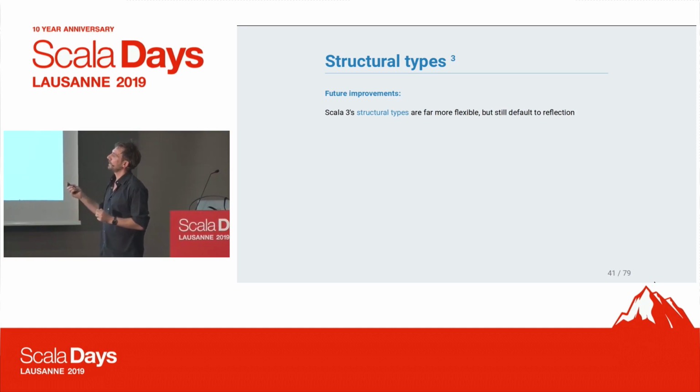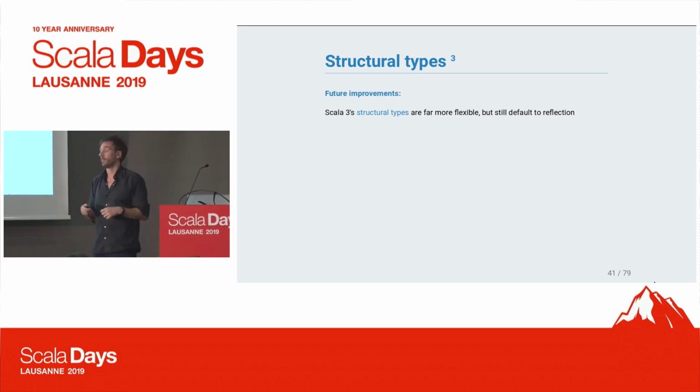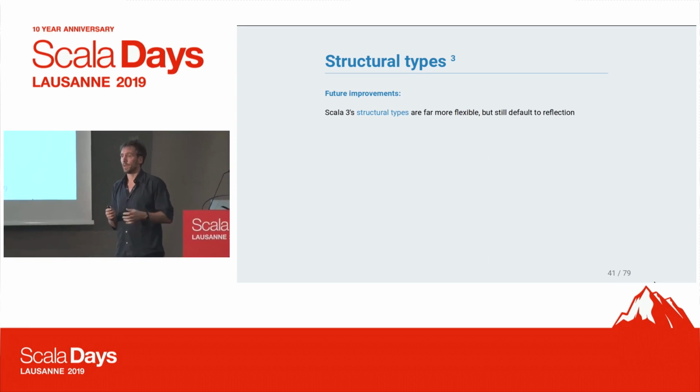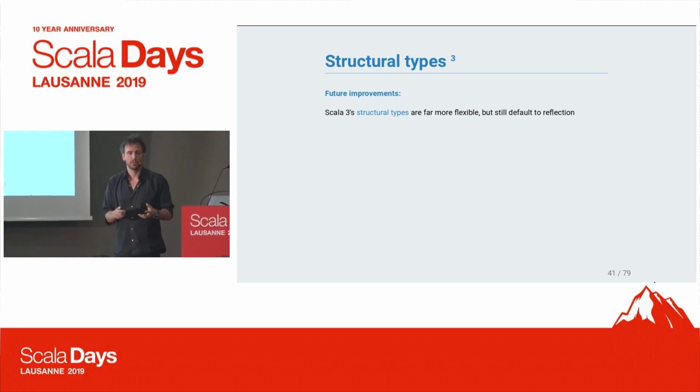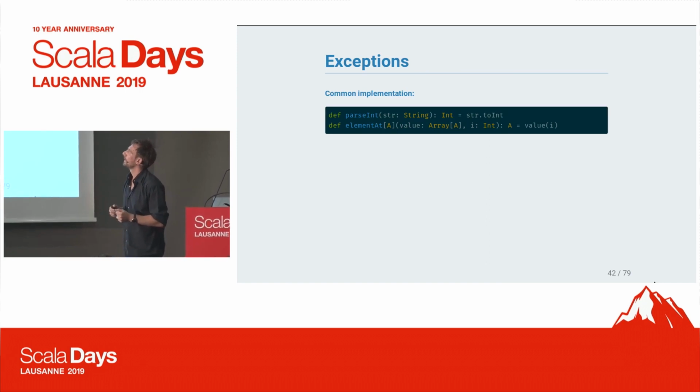And Scala 3 does overhaul the entire structural type API, but I don't think it changes the core of the issue because the default implementation still relies on reflection. And I don't see any way that it could be anything but reflection for most cases. So I don't think it's going to be fixed. It's improved, but not fixed at all.